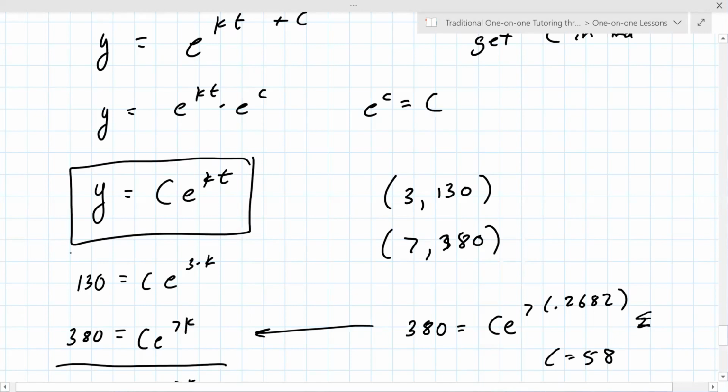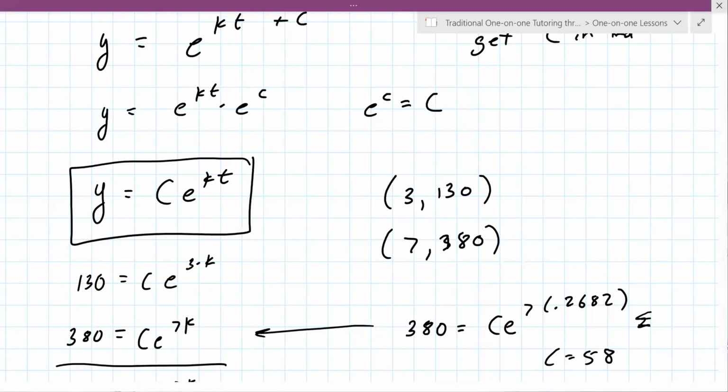Everything past this line though is not calculus, but it's part of this part of the course where you have to find the two constants.